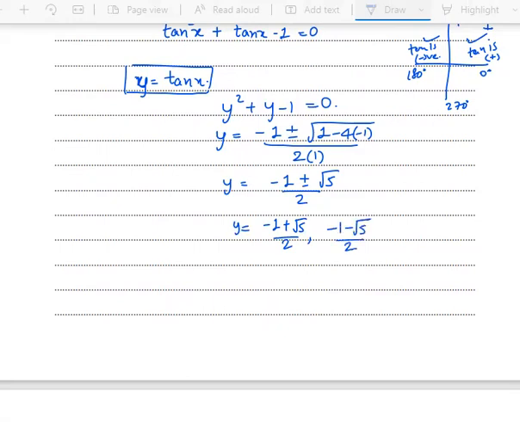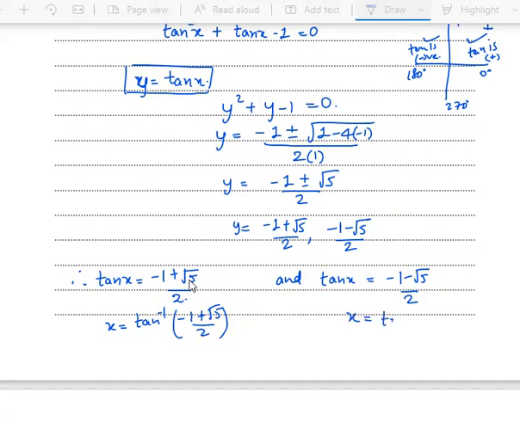Now we had assumed y equals to tan x. Therefore, tan x is equals to minus 1 plus root 5 divided by 2, and tan x is equals to minus 1 minus root 5 divided by 2. So from here I can say x is tan inverse of minus 1 plus root 5 by 2, and here x is tan inverse of minus 1 minus root 5 divided by 2. So you can plug in these values in your calculator and get the values.